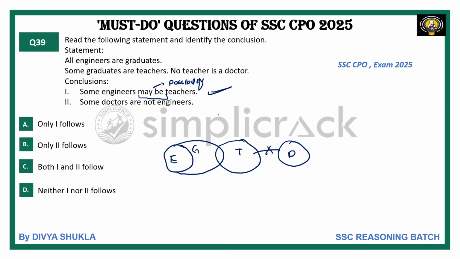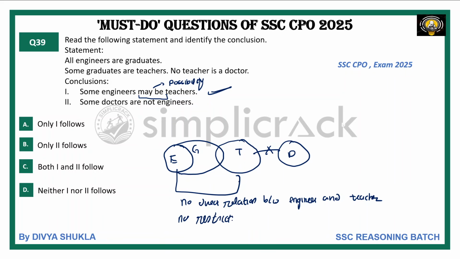Yes, this is correct. Why? Because first of all, there is no direct relation between engineer and teacher. Second, there is no restriction. So if there is no restriction, that means I can say there is an overlap possible.